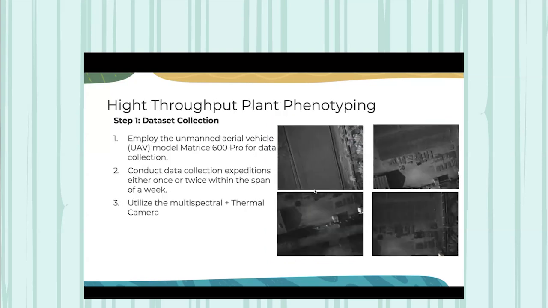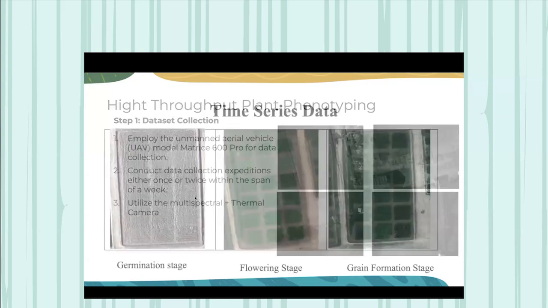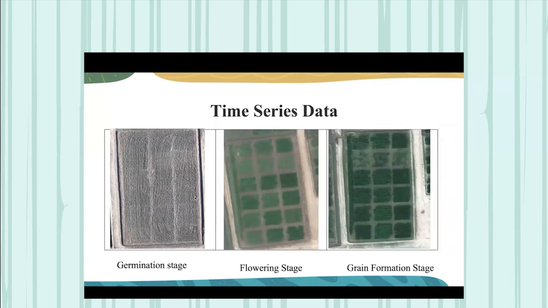The first step is the data set collection. We have to attach these multispectral and thermal sensors to the drones, and we have to fly over the field. You can see these are multispectral images we took with the help of this Matrice Pro 600 and a multispectral sensor. An important thing is time series data.